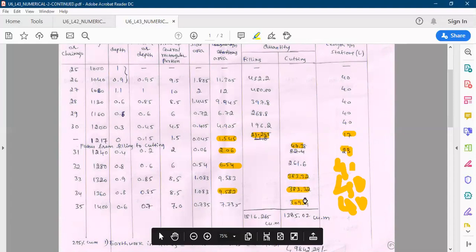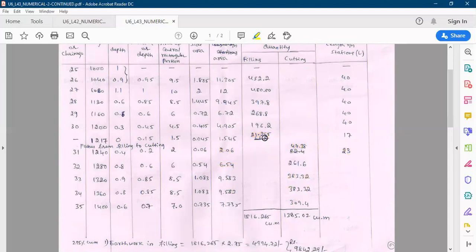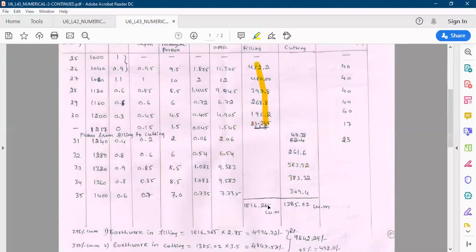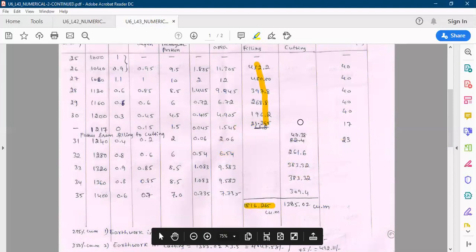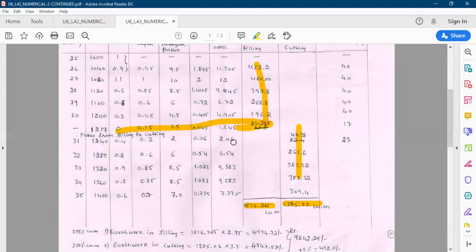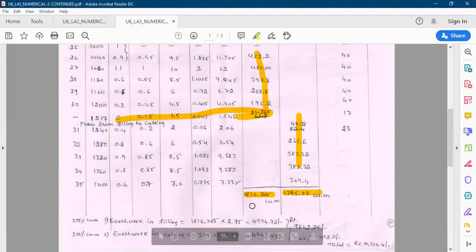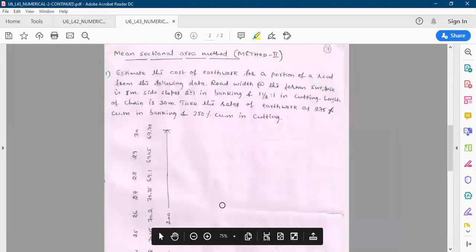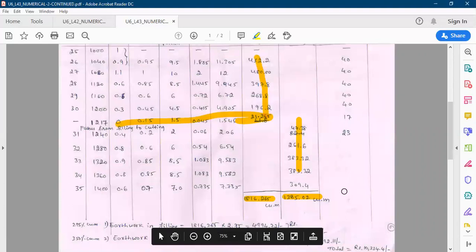Now we can add the filling portion and the cutting portion values separately. Add all these values, and we get 1816.265 as the filling. Add all these, and we get the cutting portion. From this 0 point onwards up to this 0 point, we are getting filling. From this 0 point onwards, we are getting cutting. Add these values separately, and you can get the value of filling and cutting.